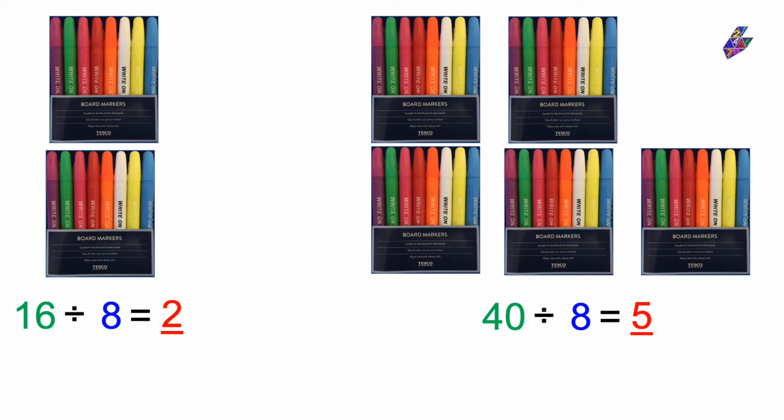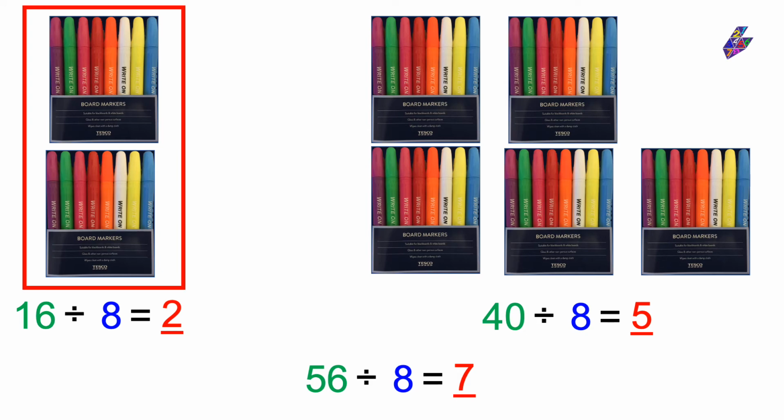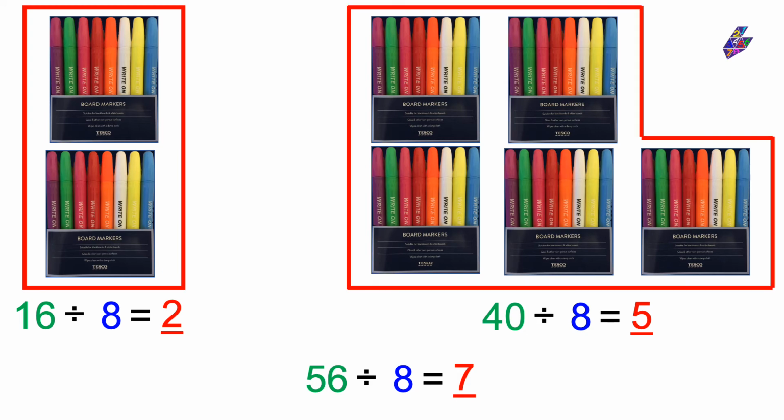We can therefore use these two known facts to help us work out the unknown problem here, which was how many packs of pens would be created from 56 pens if there were 8 per pack. The total number of pens was 56. We were dividing this into groups of 8 because there were 8 pens per pack, and this gave a total of 7 packs of pens. This is a combination of the 2 packs we worked out from the 16 pens and the 5 packs we worked out from the 40 pens.